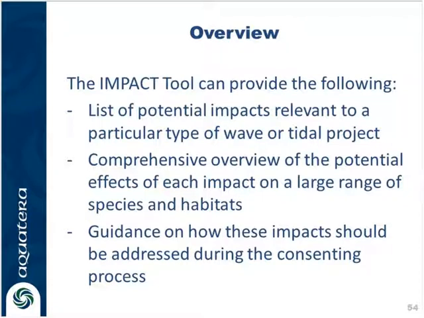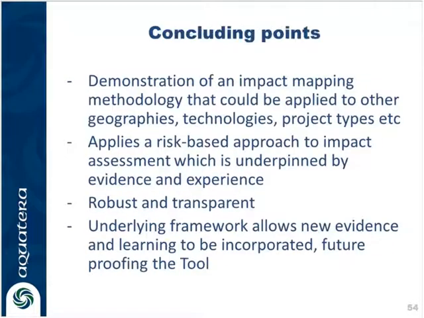So in summary, the impact tool can provide the following: a list of potential impacts relevant to a particular type of wave or tidal project, a comprehensive overview of the potential effects of each of these impacts on a large range of species and habitats for marine mammals, fish, birds, and benthic habitats and species, and then guidance as to how these impacts can be addressed during the consenting and planning process. And a big part of this is that the tool can be used in the consultation with stakeholders at a very early stage around the planning, design, and consenting of these types of projects.